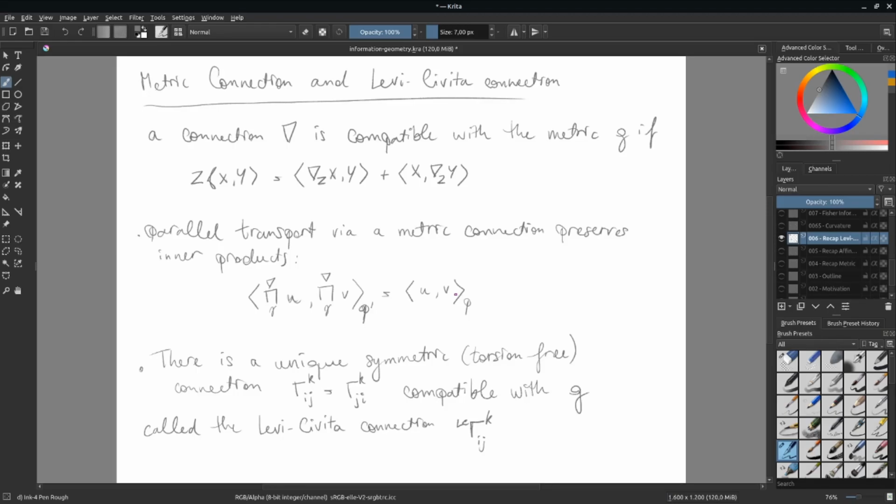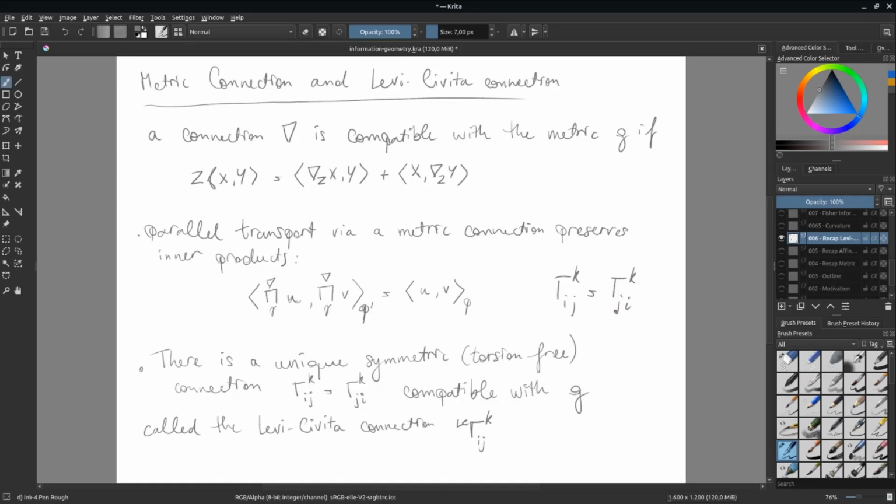Now, there are actually many possible connections, but there's a nice theorem from differential geometry: if you want a symmetric connection, so mainly saying that Kij is equal to Kji, another word for that is torsion free. But again, I don't really have time to explain what torsion is, nor do I have a good intuition for it.